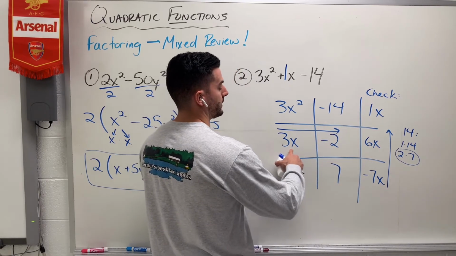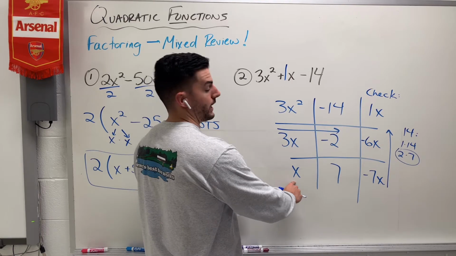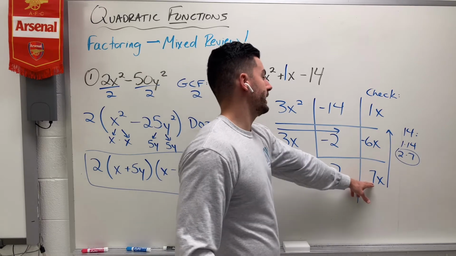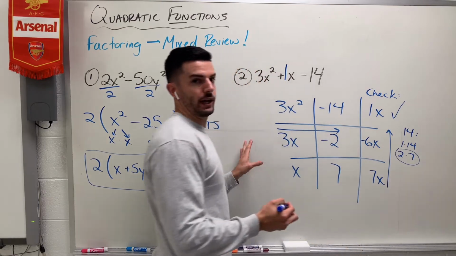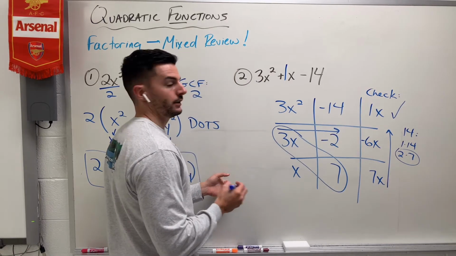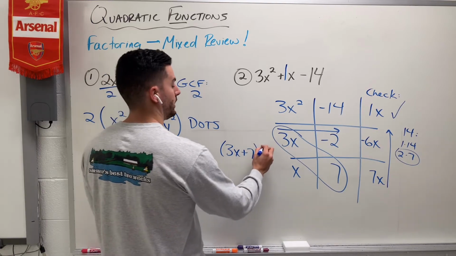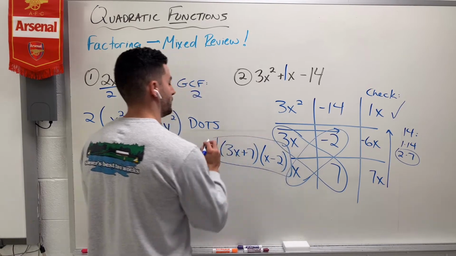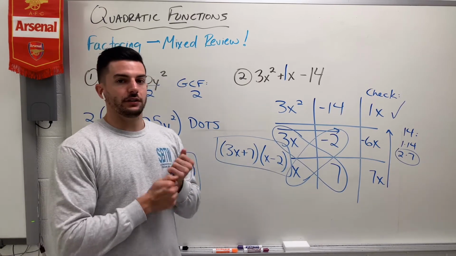And so I'm doing 3x times negative 2 would give me negative 6x, okay? And then 1x times 7 gives me positive 7x. Now when I add 7x plus negative 6x, I do get positive 1x. So it checks out, okay? And again, that means my groups would be on the diagonals here, okay? So 3x plus 7 is my one group, and then my second group is the other diagonal, x minus 2, okay? So that would be my answer to number 2, factoring that using the tic-tac-toe method.